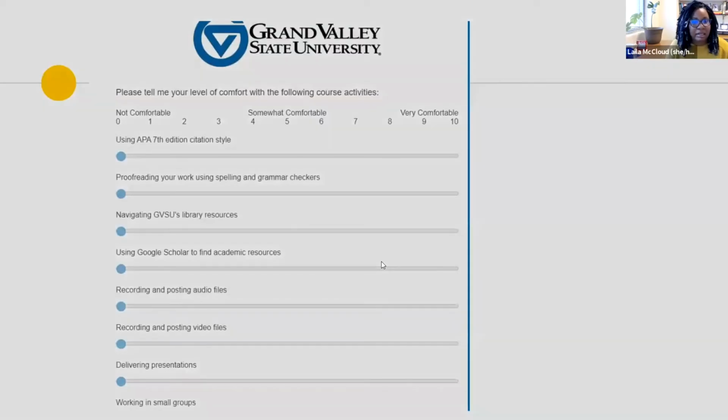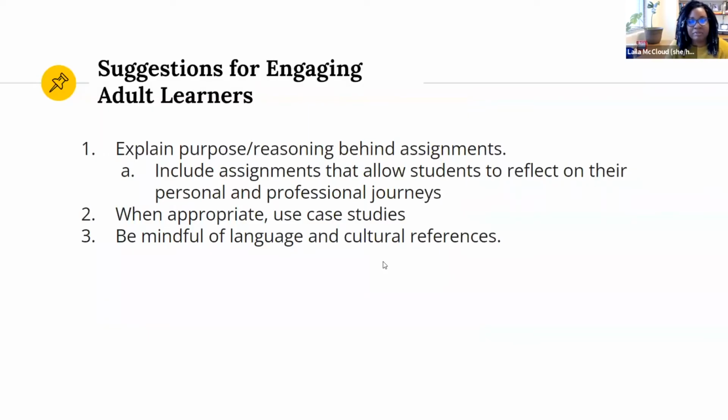Okay, I'm going to share again. And so, as I kind of mentioned before, in terms of suggestions for engaging adult learners, and I think this also goes back to the six assumptions, or Knowles' six assumptions, explain the purpose and reasoning behind assignments. I think this is really powerful for students to, again, understand that you're not just having them write this paper or create this presentation just for the sake of having an assessment of learning, but helping them make real world connections between the content and wherever they want to go from there, whatever their professional and personal goals are.